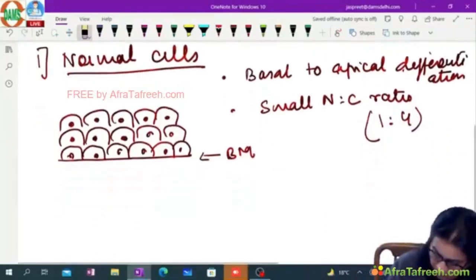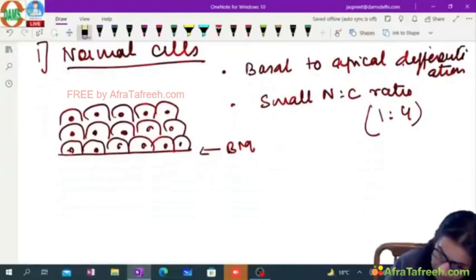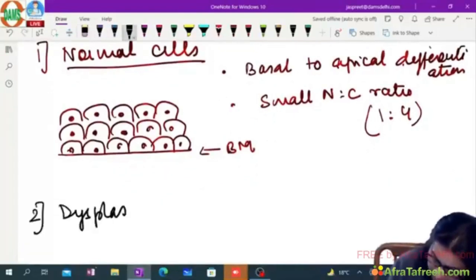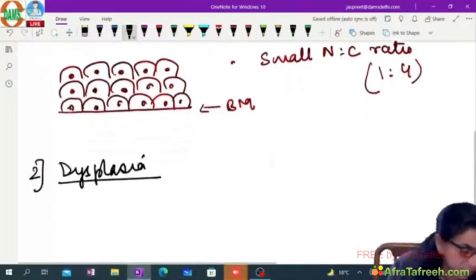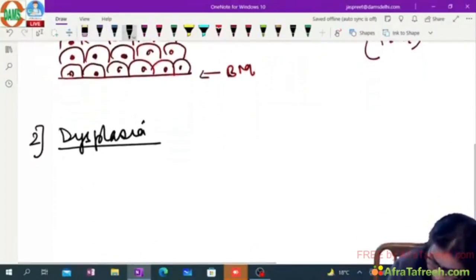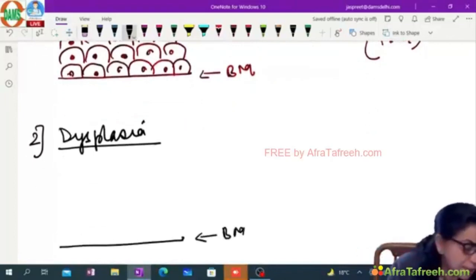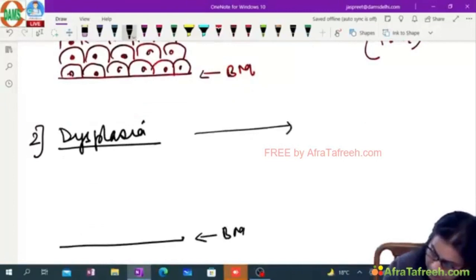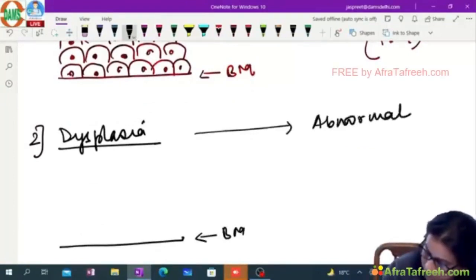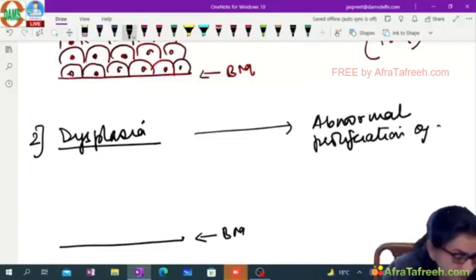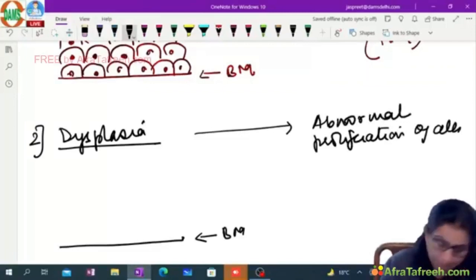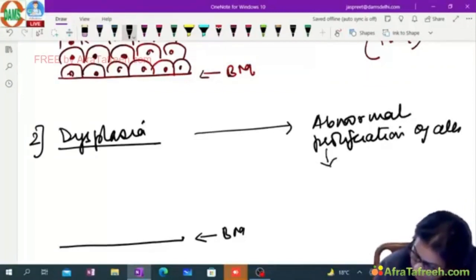Now, what is dysplasia? The second term we have is dysplasia. Now look at dysplastic cells. Again there is a basement membrane, and these cells are sitting on the basement membrane. But dysplasia is not normal. It is an abnormal proliferation of cells. So what is the abnormality?